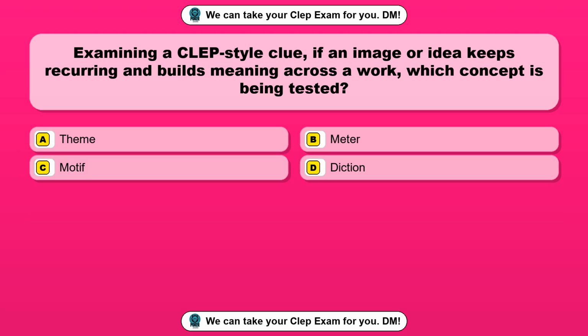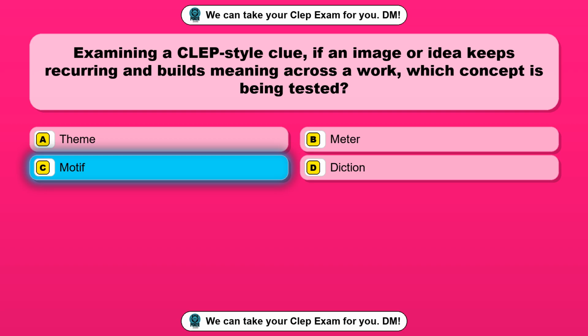Question 6. Examining a CLEP-style clue, if an image or idea keeps recurring and builds meaning across a work, which concept is being tested? Option A. Theme. Option B. Meter. Option C. Motif. Option D. Diction. The correct answer is option C.